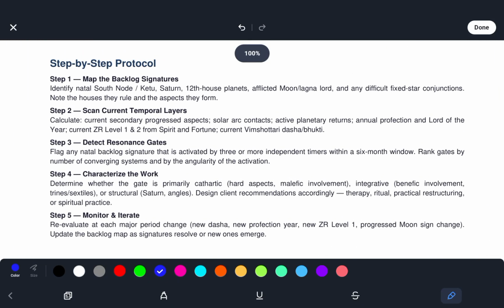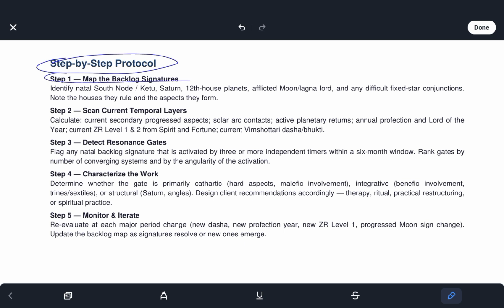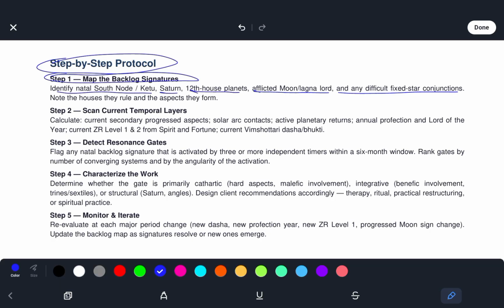So, the step-by-step protocol here. Step 1 is to map the backlog signatures. Identify the natal Ketu, Saturn, 12th house planets, afflicted Moon, Lagna Lord, and any difficult fixed star conjunctions. Note the houses they rule and the aspects they form.